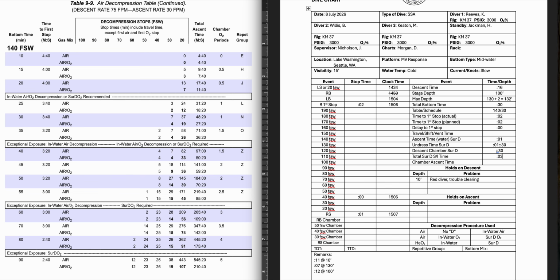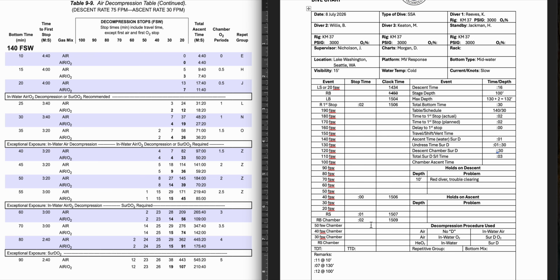Now, we reach bottom in the chamber after we reached surface, which means we are not going to calculate this ascent time in our reach bottom chamber stop time. We are only going to add these two numbers together. So it took us 1 minute and 30 seconds to undress, 30 seconds to descend. That is a total of 2 minutes. So we're going to put 2 minutes in reach bottom chamber. 1507 plus 2 minutes equals a reach bottom chamber clock time of 1509.